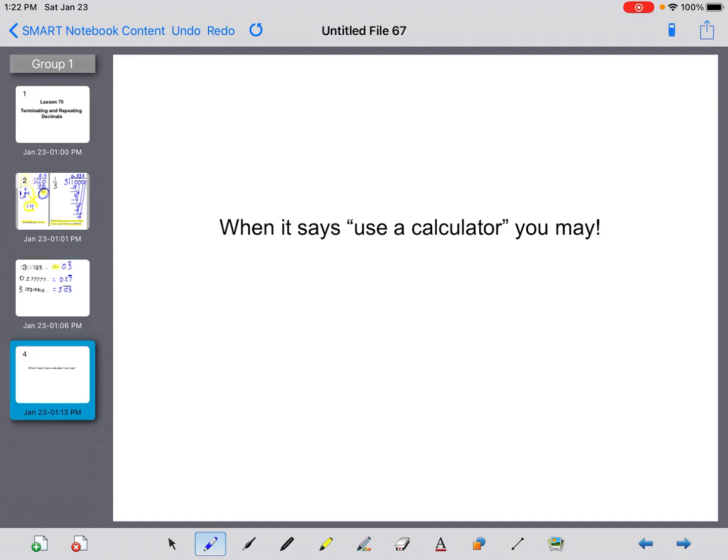Now, one more thing before I end this video. For this lesson, there's a large section where it says use a calculator, and most often I say ignore that and don't use a calculator. But for this lesson, I'm going to allow you to, because the point of this lesson is really to get the hang of using those repeating bars. So when it says use a calculator, you may go ahead and do that. If you have any questions, let me know.